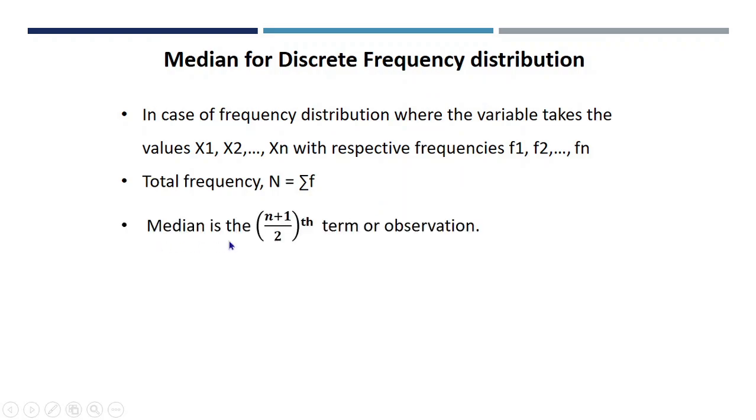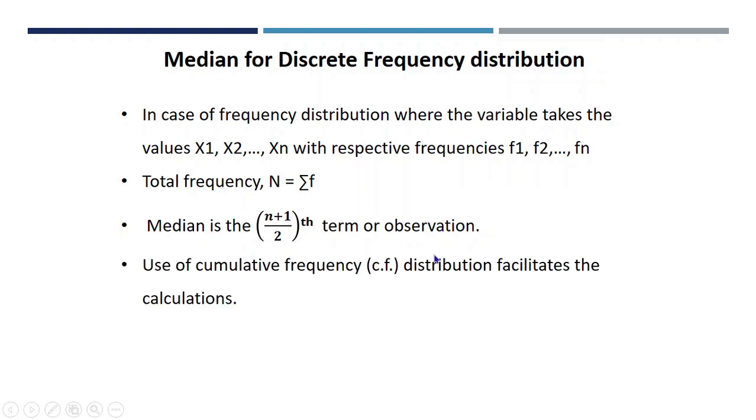Now the median is the (n plus 1) by 2th term or observation. So how to find this (n plus 1) by 2th term is, first you prepare a less than cumulative frequency distribution, and from that we can find which is the element at the (n plus 1) by 2th position.